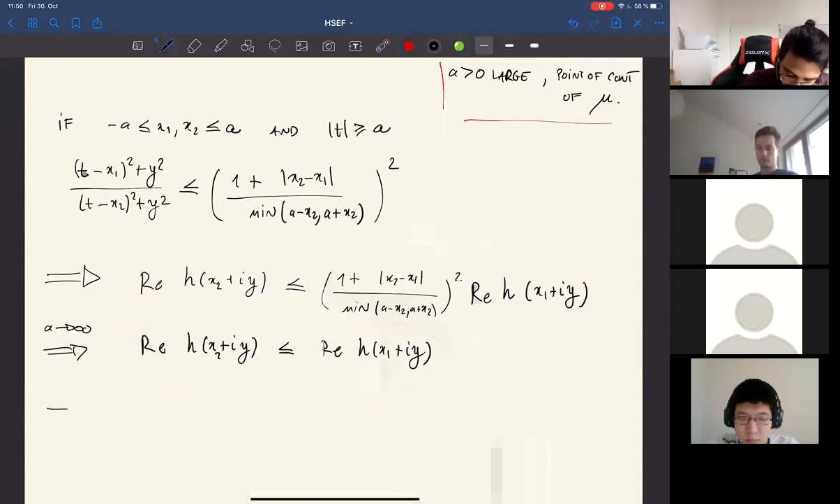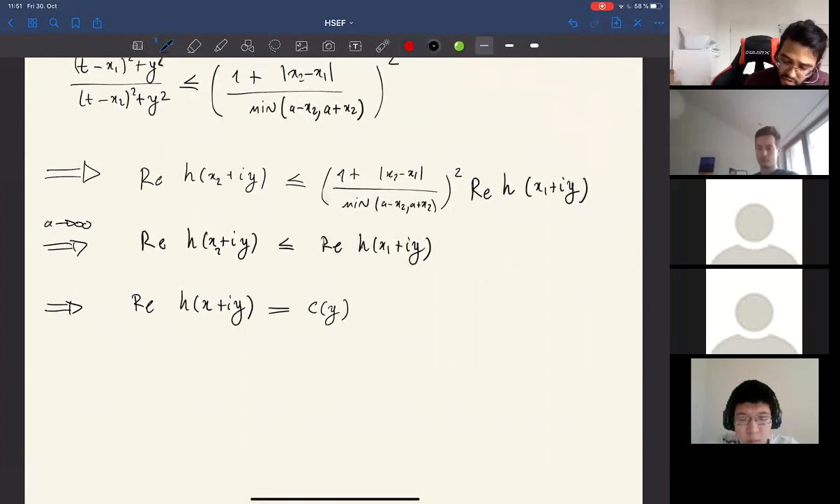So that implies that the real part of h of x plus iy, because I can just flip x2 with x1. I put no conditions on x1, x2. So then I will have that the real part of h of x2 plus iy is less or equal than that of x1 plus iy, which is less or equal than the real part of h of x2 plus iy. So therefore, this function is constant along horizontal lines. So it's just some c of y, okay?